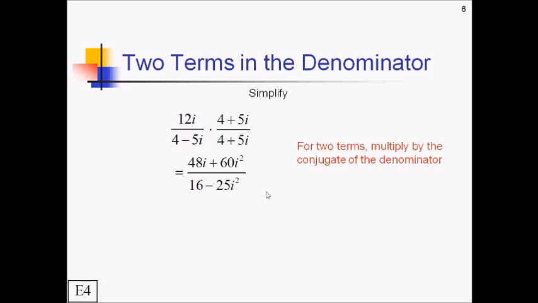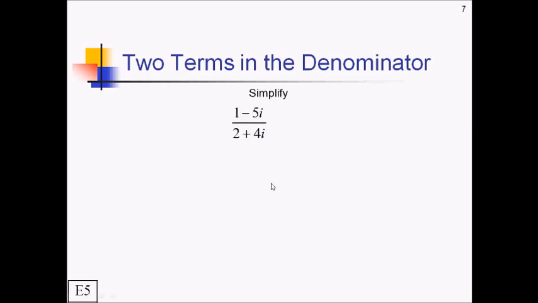So let's simplify this. We've got negative 60 and 16 plus 25. So that's going to be negative 60 plus 48i over 41. And that's as good as it gets. So now that you know the trick, pause the video and see if you can wrestle with this last one on your own. Okay, let's see how it went.